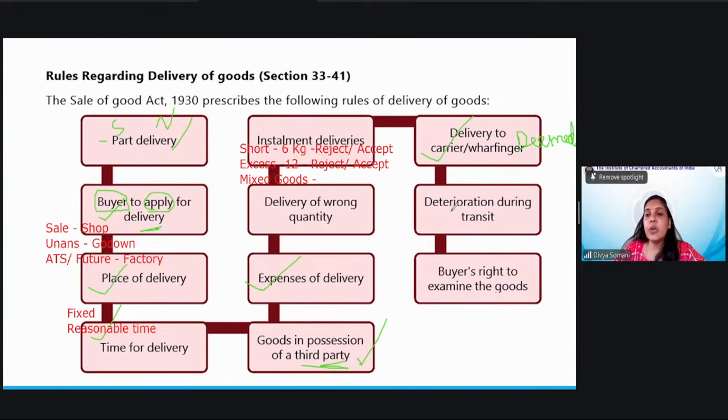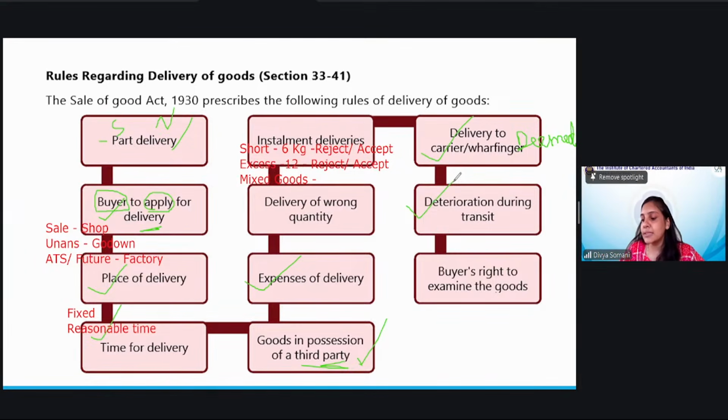Next, deterioration. And again, that was a case of appropriation, unconditional appropriation. Also, in that case, we read this. Deterioration during transit. What will be the consequence if the goods have deteriorated or damaged during the transit from the seller to the buyer? If in between the goods have damaged, who will bear the loss? So that point is mentioned here.